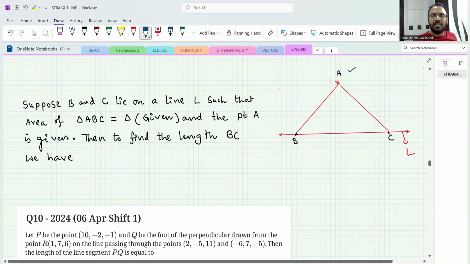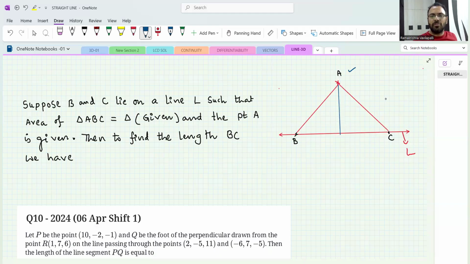Here, area of triangle is equal to half base into height. So we need to find the height from A on the line. This H is nothing but the length of the perpendicular distance from the point on the line. Assume this is D.